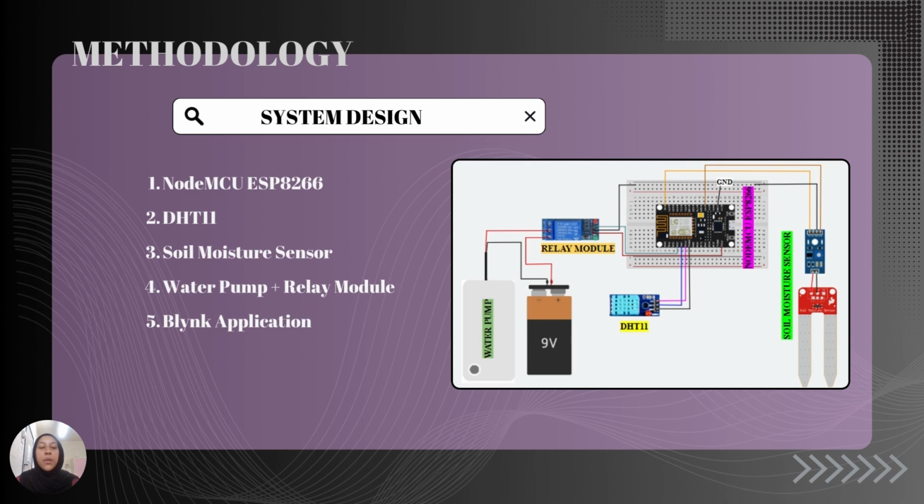And then the fourth one is the water pump and relay, which is used for the irrigation process, controlled by the relay. And last is the Blynk application, which is a platform for the monitoring and control system.